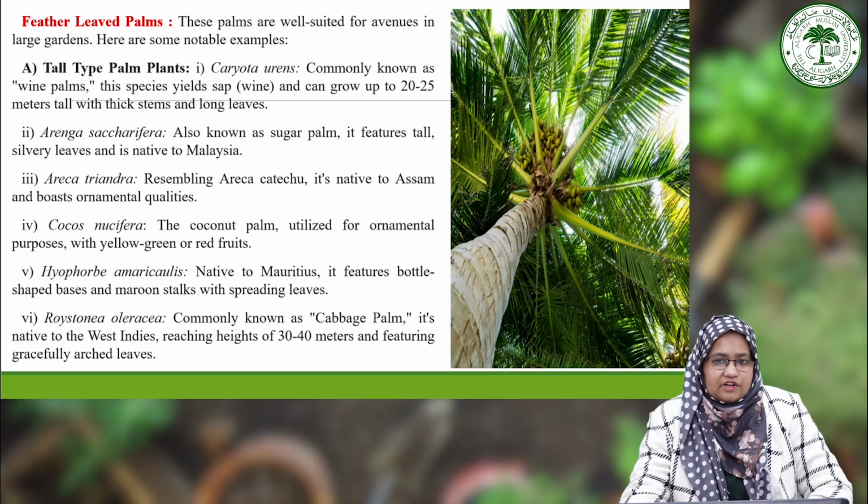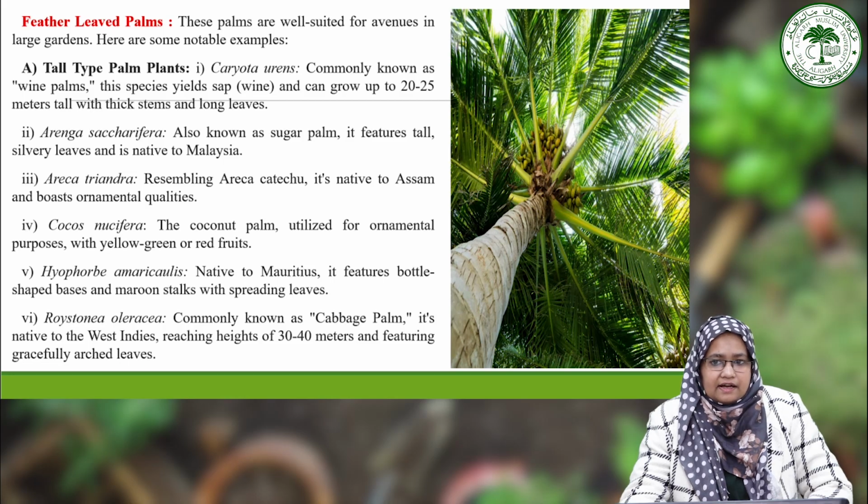Here are some notable examples. The first is, on the basis of their height, tall type palm plants. Like the first one, Caryota urens, popularly known as wine palm. This species yields sap, also known as wine, and can attain a height of 20 to 25 meters. It features a thick stem and elongated leaves.